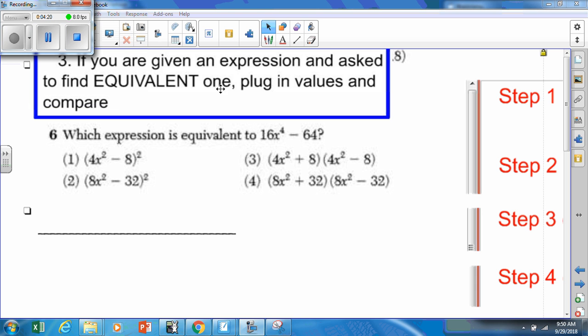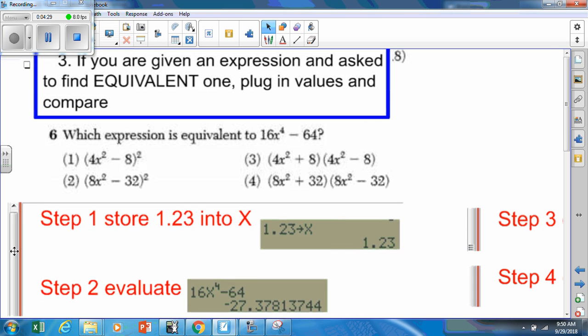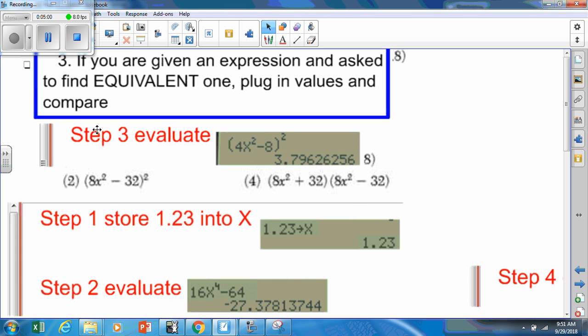Then we take what we're being asked to compare, evaluate that, and we see we return negative 27.37. That's what we're looking for. Step 3, we want to compare our first value. Once I put that into my calculator and hit return, I'm going to generate a value of 3.7. Not what I'm looking for. I'm looking for negative 27.